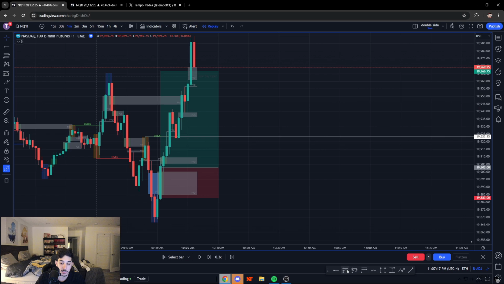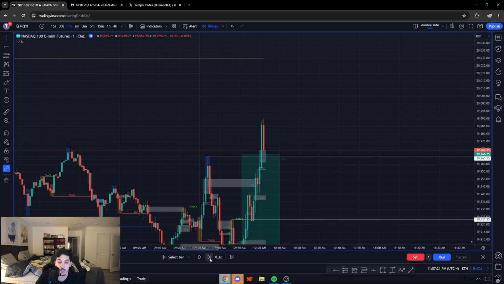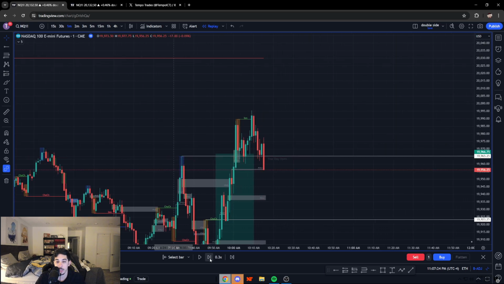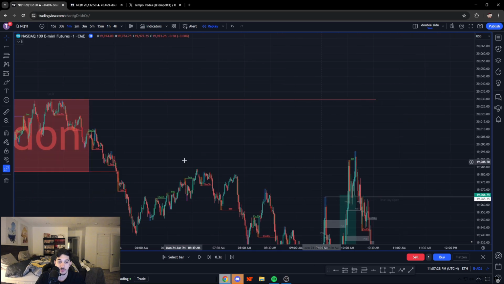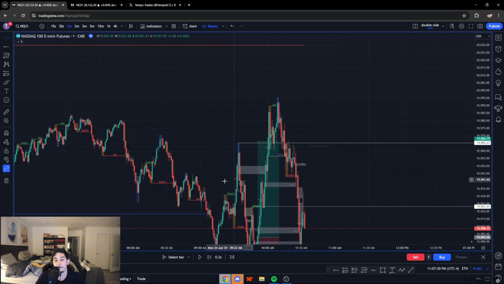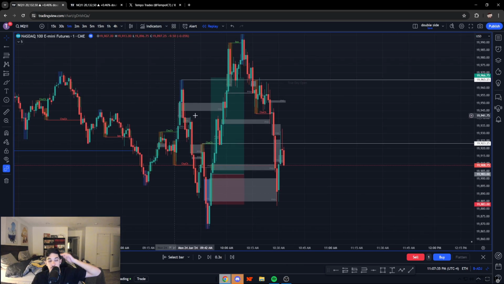If you really wanted to be crazy, you could probably hold a runner, like a micro or two, for this London high. I actually don't think it got hit. Yeah, it doesn't look like it got hit, but that would be the final objective. And again, man, this trade all stemmed off of the overnight lows. It created the bullish bias for me.